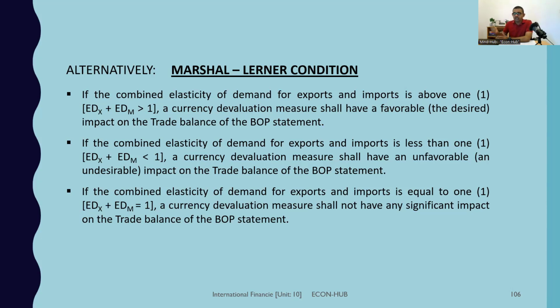But second condition, if the combined elasticity of demand for exports and imports is less than 1, not only exports, not only imports, both combined, the total is less than 1, don't go and do a devaluation. You're going to go from bad to worse. If the combined elasticity of demand for exports and imports is equal to 1, whether you devalue or not, there might not be any real impact on your trade deficit. Is that clear? 3 simple conditions.